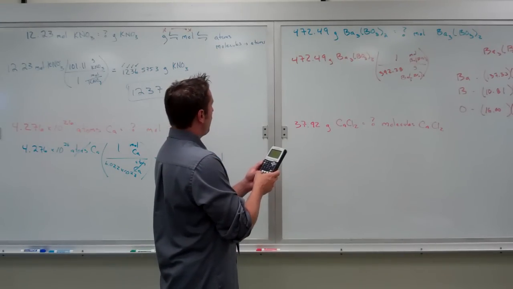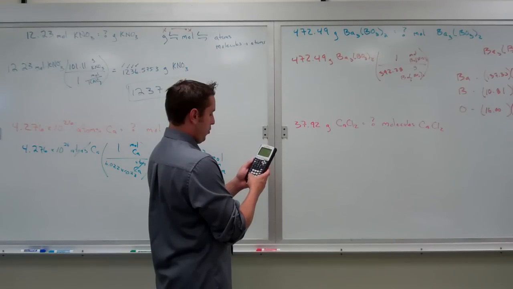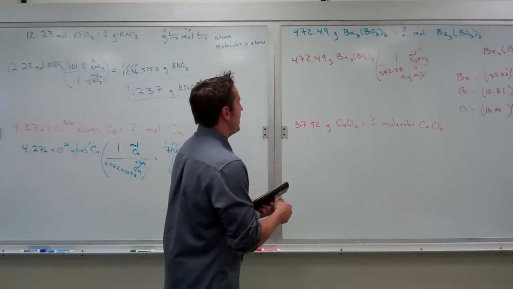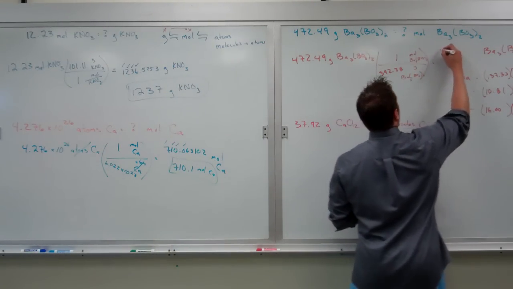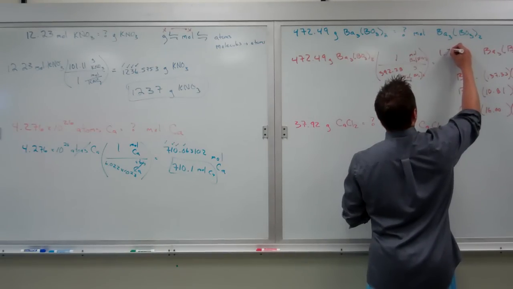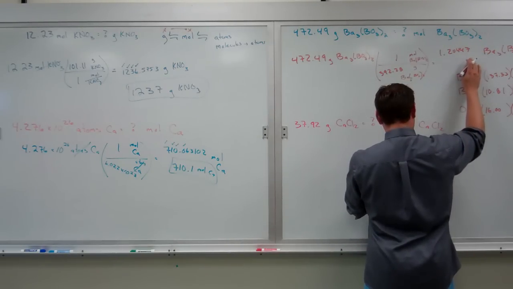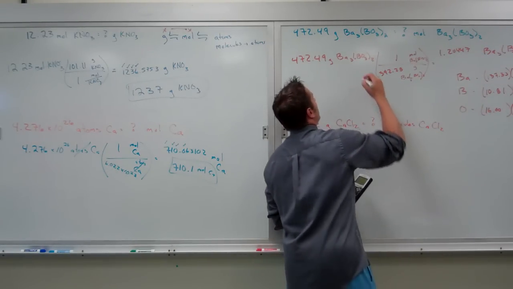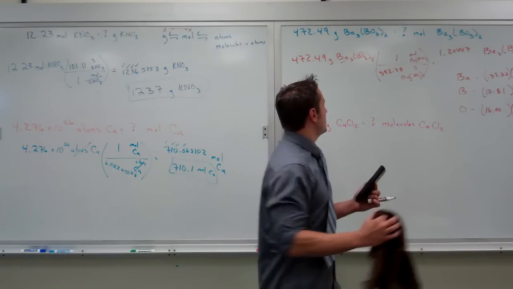So we take our 472.49 divided by 392.28. My calculator says 1.20447. Grams cancel, leaving us with moles. And we're going to erase this just to get some space.